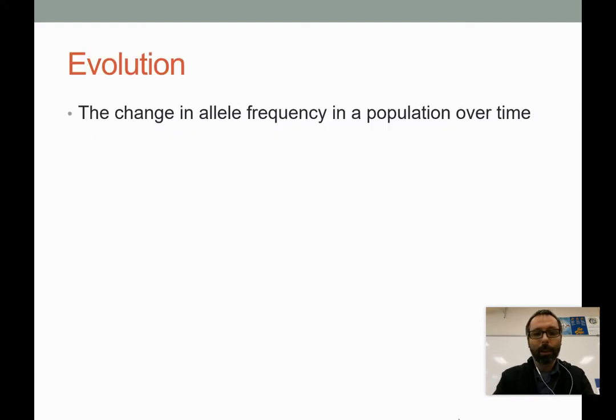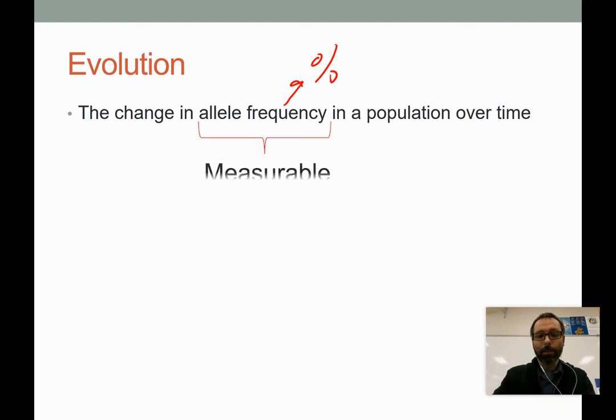And so to start off with, we have to make a kind of mathematical definition for evolution. Evolution would be the change in allele frequency in a population over time. Remember, frequency just means percentages, right? So the percent of each allele in a population will not remain the same. It'll go up and down as the population evolves. And that, of course, means we can measure it, right?